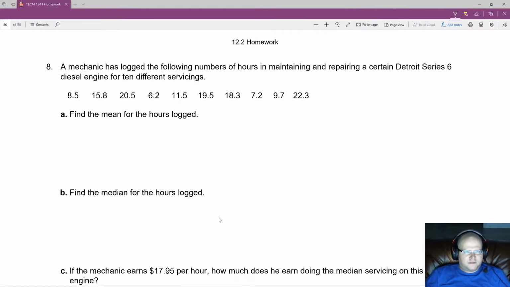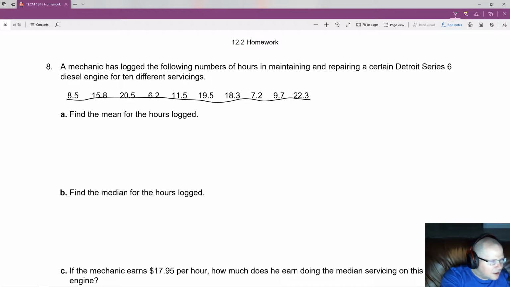A mechanic has logged the following number of hours in maintaining and repairing a certain Detroit Series 6 diesel engine for 10 different services. Find the mean for the hours logged. Okay, so we have to add all these numbers together, right? And then we are going to divide by the number of numbers.